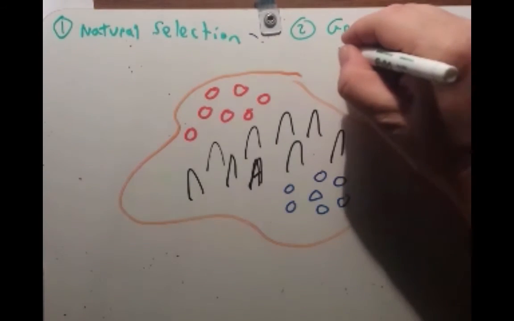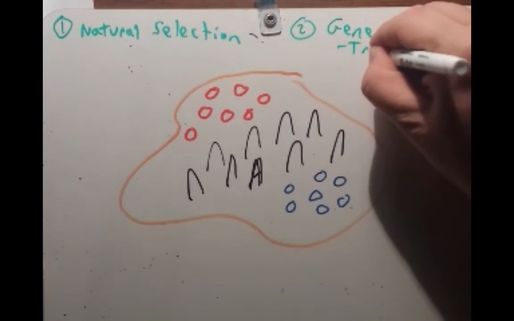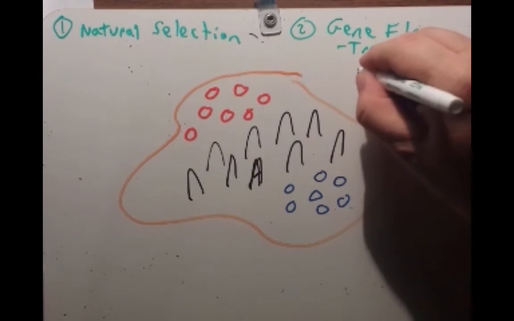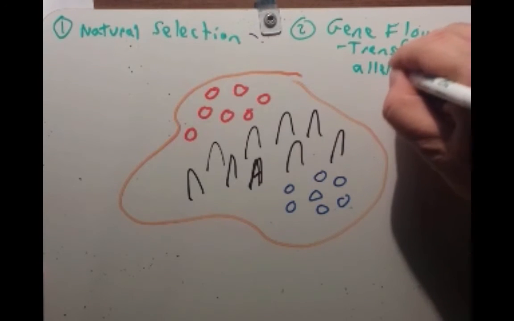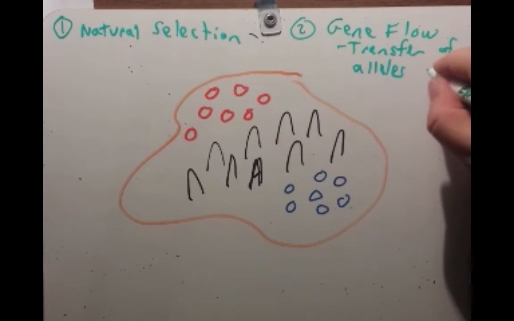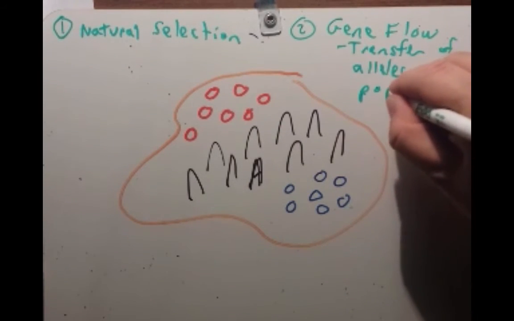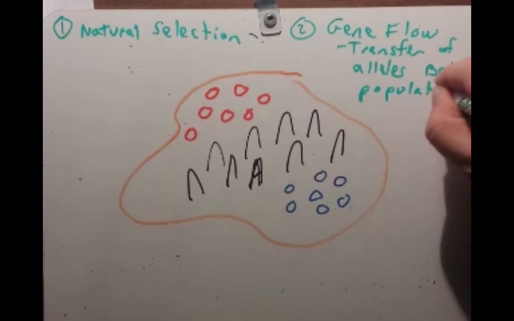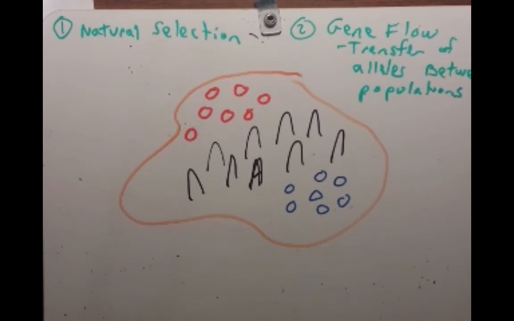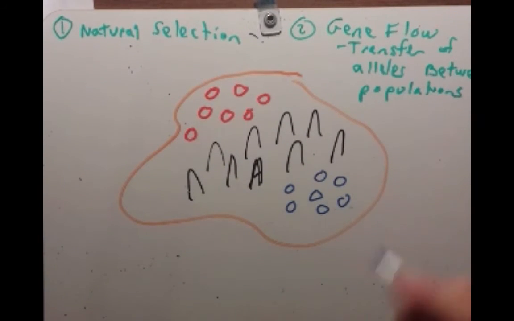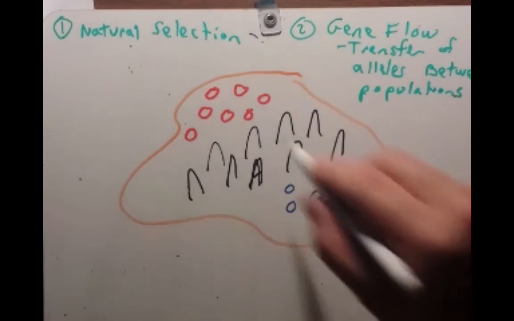And I'll write this down because we haven't talked about it yet: gene flow is the transfer of alleles between populations. So usually these two populations remain isolated because of these mountains. But let's say for one reason or another, one of these blue ones gets over here.